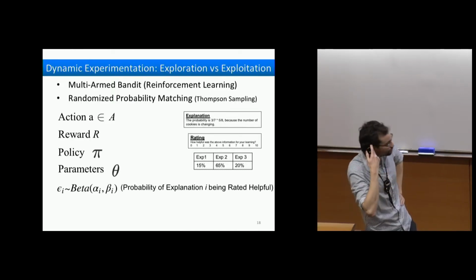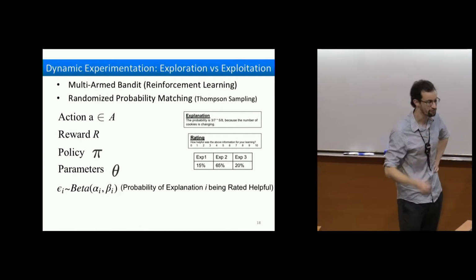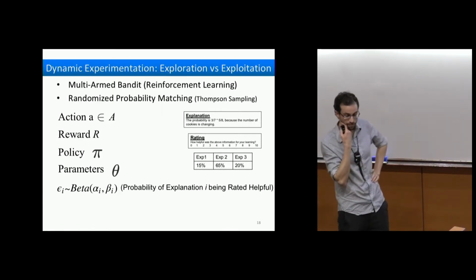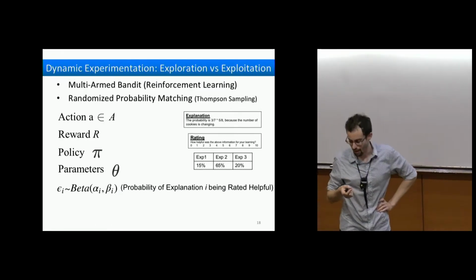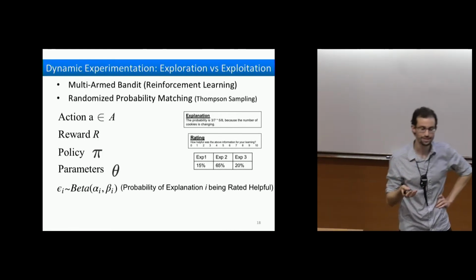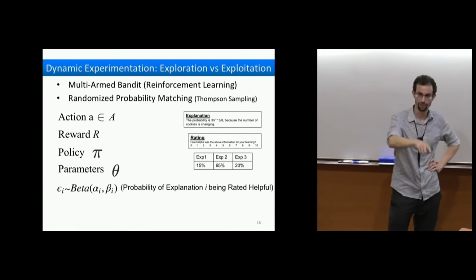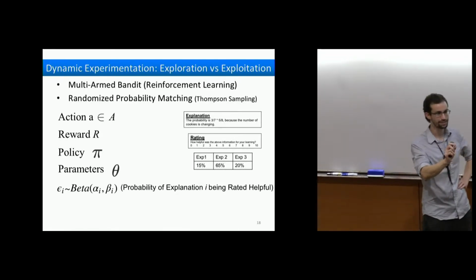And so the model we use here, I think there are lots of issues with it and ways it could be improved, but you know, it was a first pass. We model the probability of an explanation being rated as helpful as following a beta distribution. And so the idea, we use parameters beta 19 and 1. So it's equivalent to saying, before you see any data, let's act as if each explanation got a 9 rating and a 10 rating. And the idea was actually, we did some simulations.